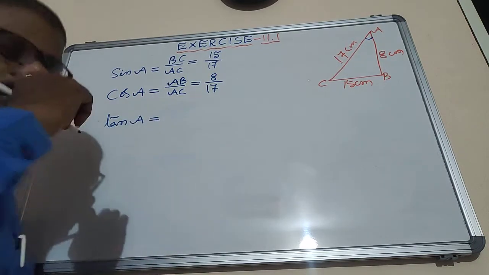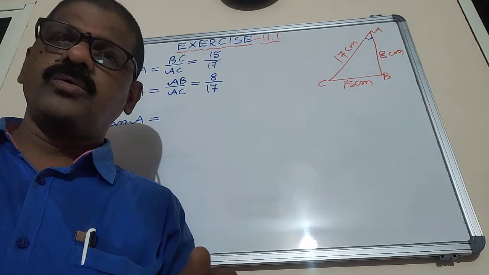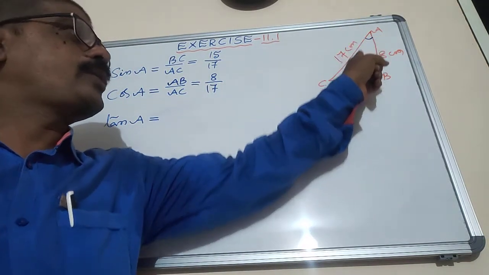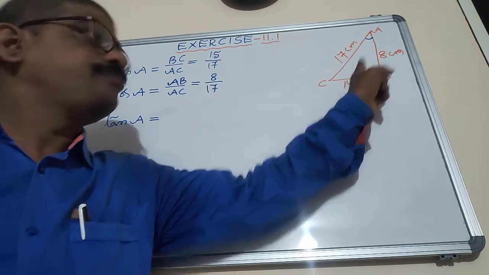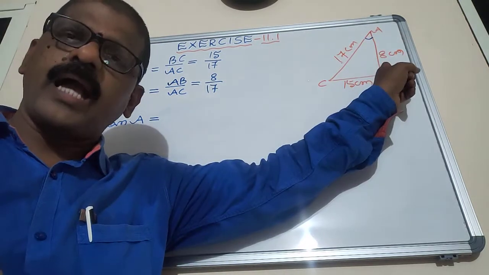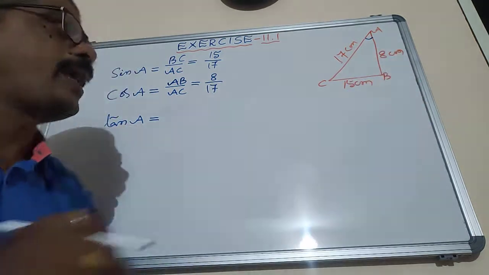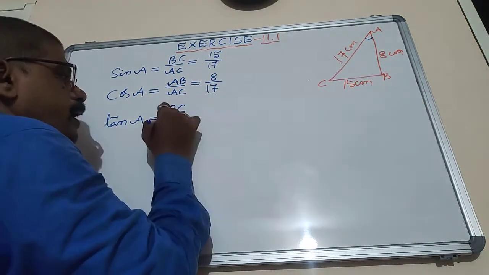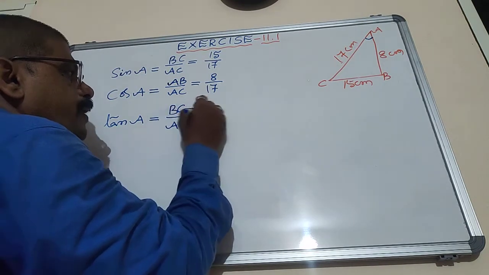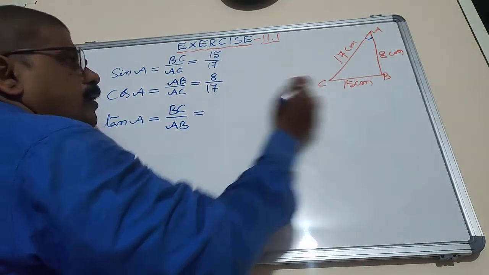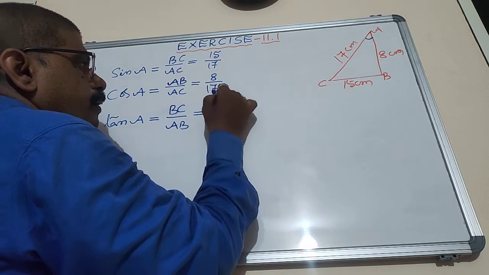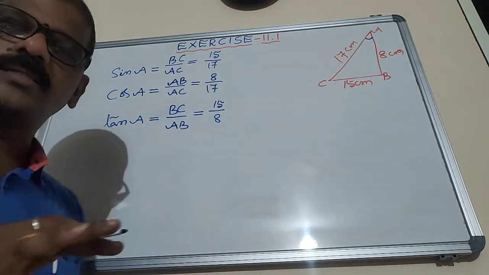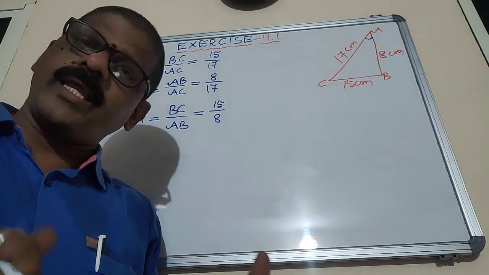Now the next one you have to find is tan A. The definition of tan A, with acute angle A, is the opposite side to angle A over the adjacent side to angle A. Now we can write BC by AB. BC is 15 and AB is given to be 8. Clear?